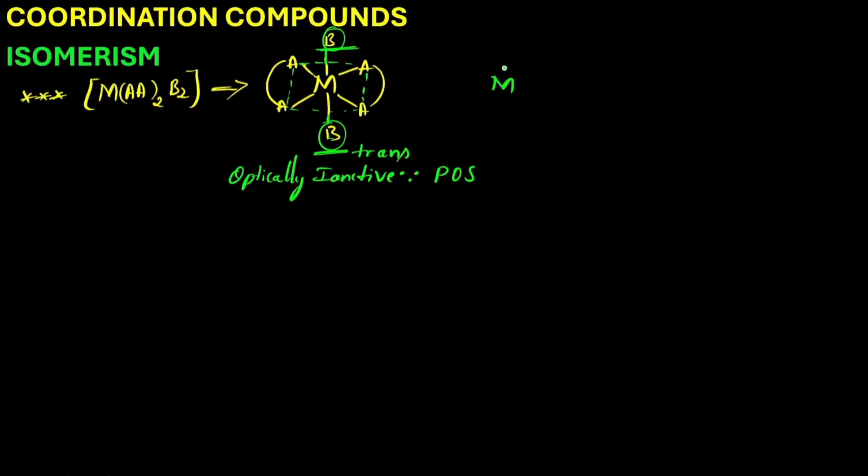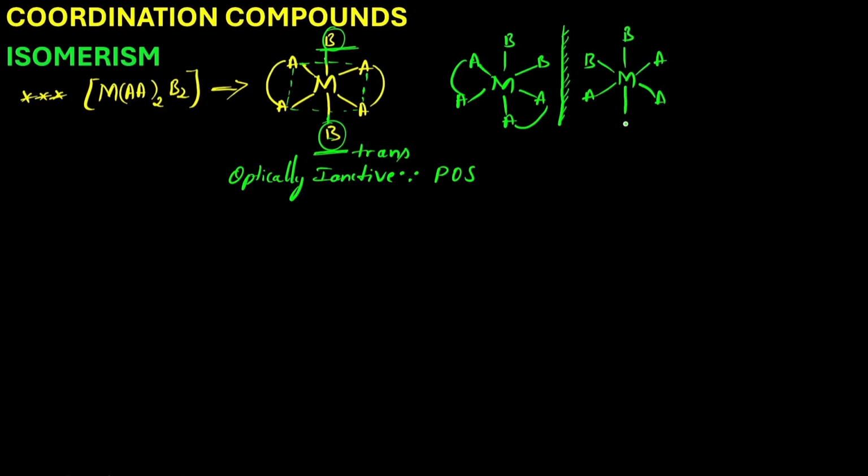It will be like this. M, here B, B, here A and A. These are bidentate ligands. So if we write the mirror image now, here we have B, here we have A, again here B, A and A. These are bidentate ligands.